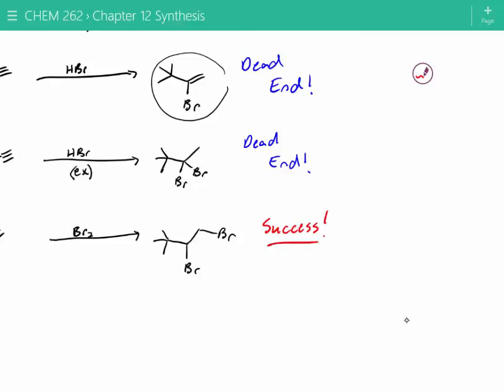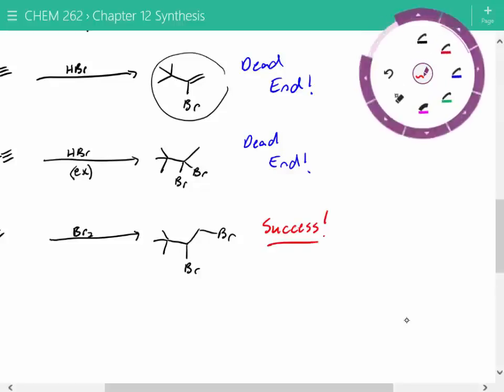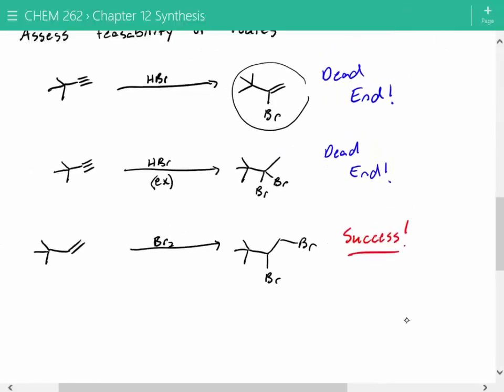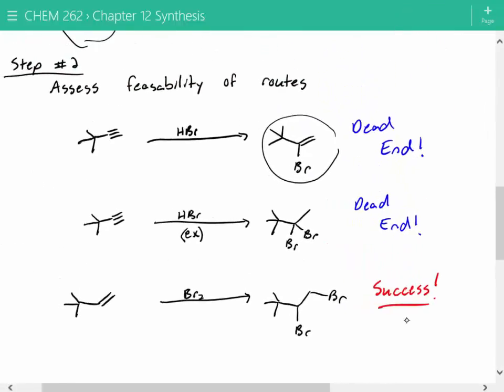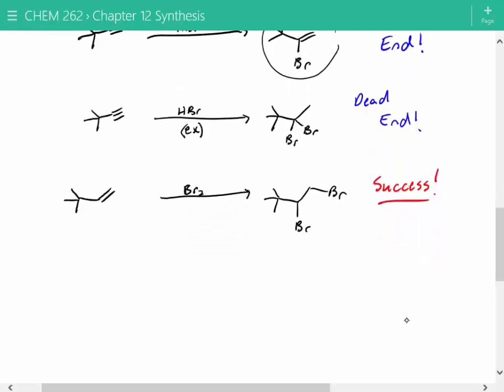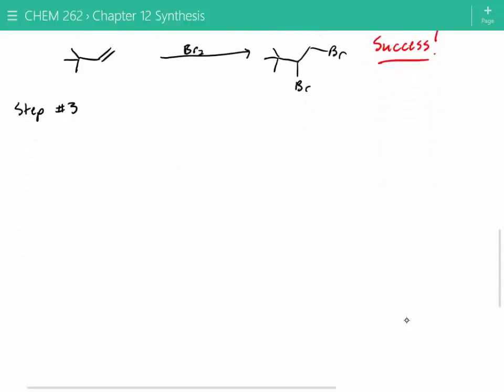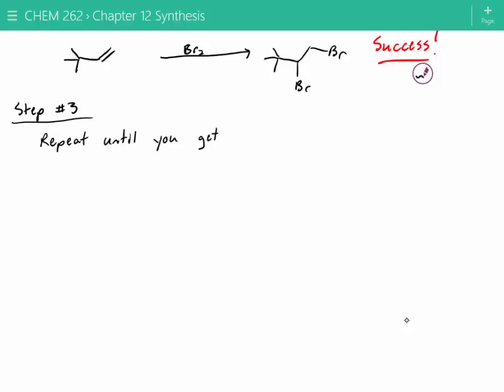All right, so now that we've done that, we just need to move backwards, right? All right, so step 2 was assess feasibility of a route. Step 3 is you want to repeat this. So repeat until you get to the starting material.